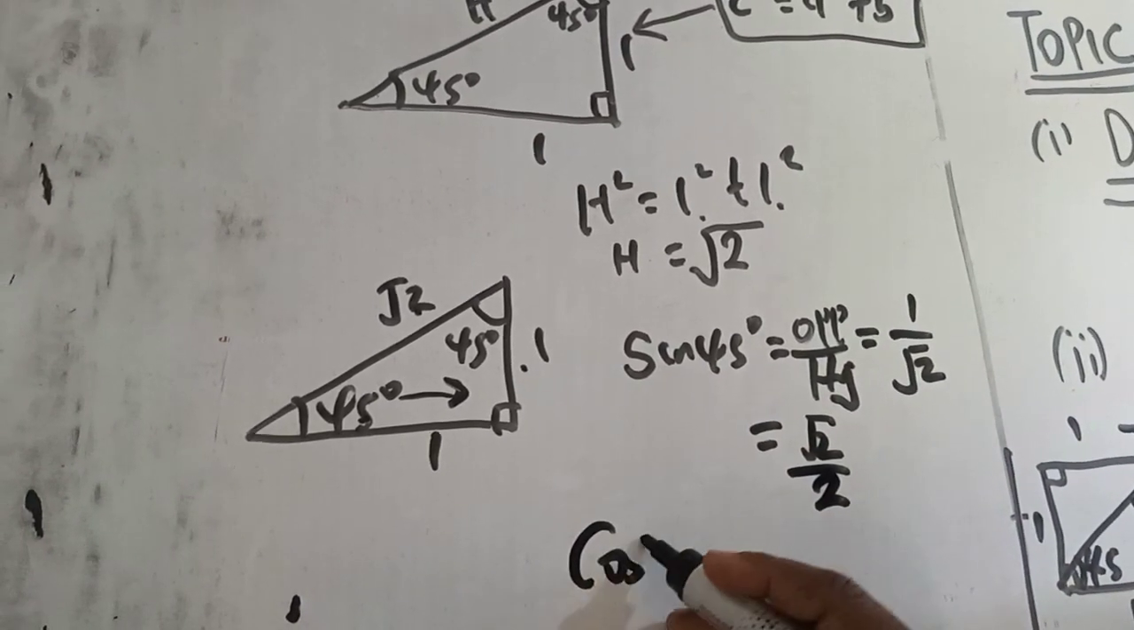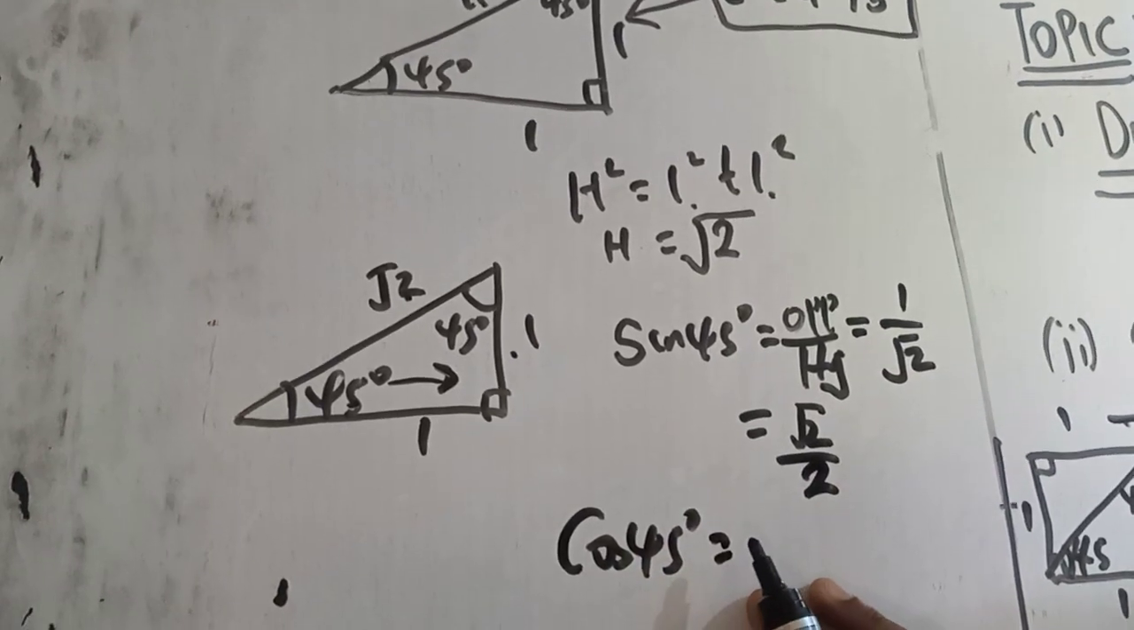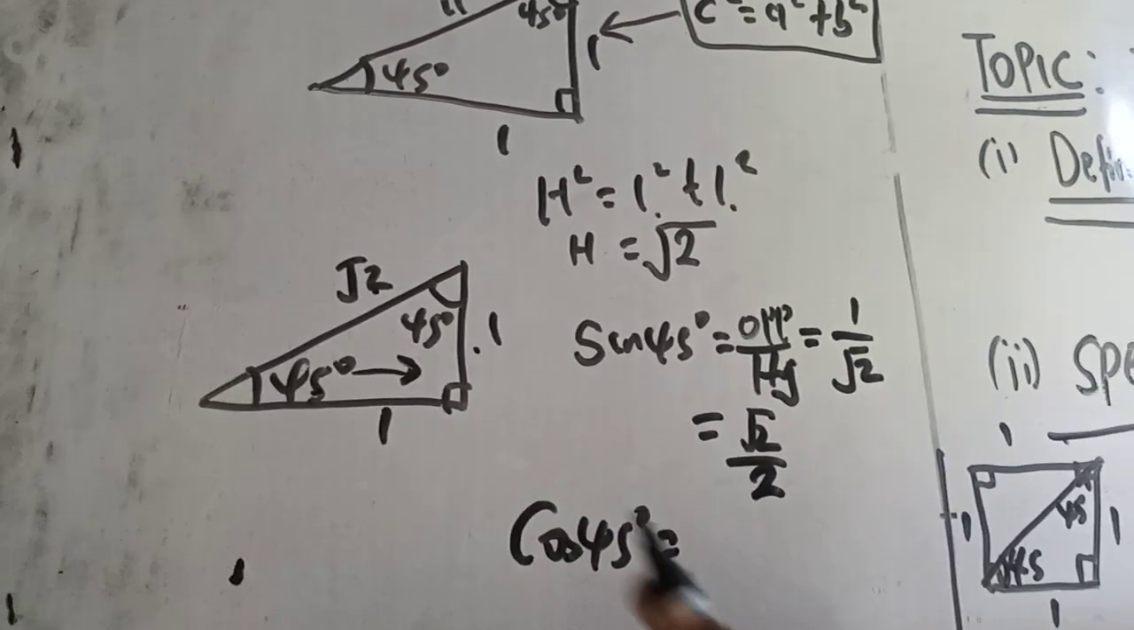Then cos 45 degree, according to SOH CAH TOA, is adjacent over hypotenuse.